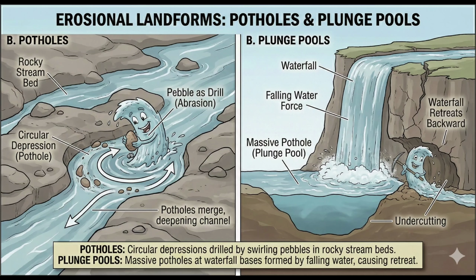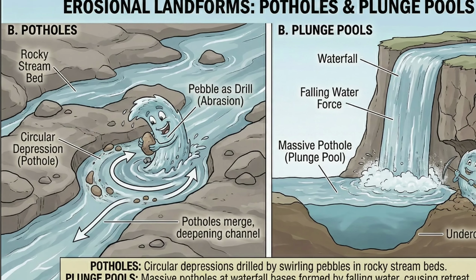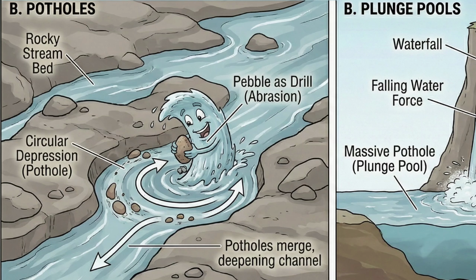B. Potholes and plunge pools. Look at the rocky bed of a hill stream. You might see circular depressions. These are potholes. They form through abrasion. The water swirls pebbles around in a small depression. These pebbles act like a drill, grinding deeper and deeper into the rock. When these potholes merge, they deepen the stream channel.